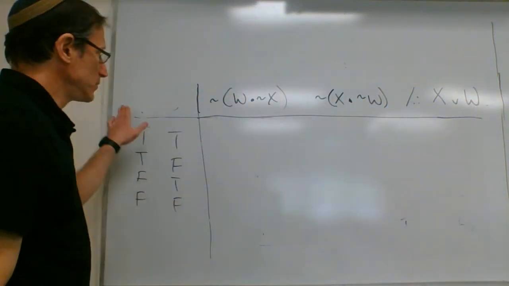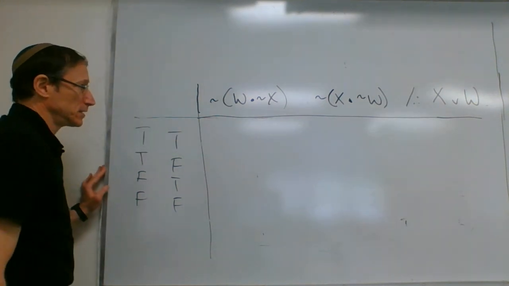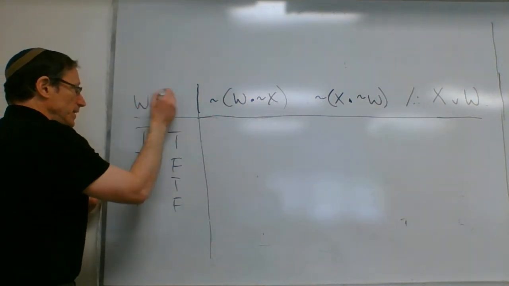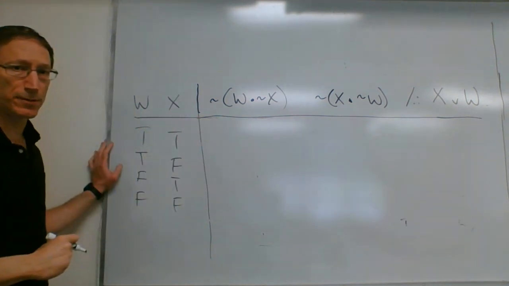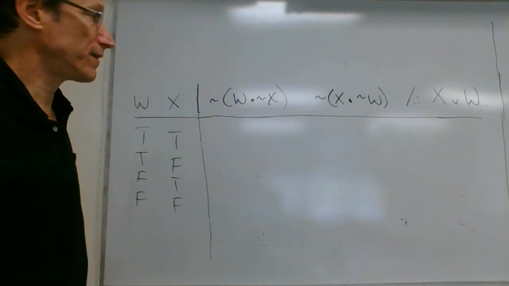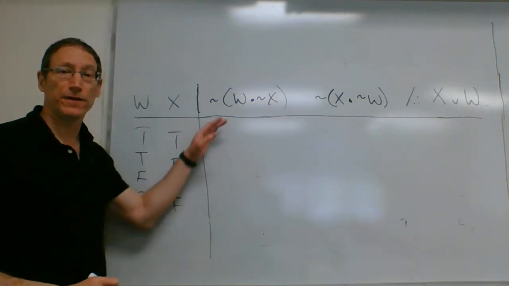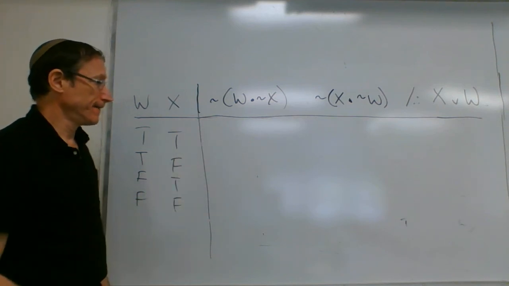Okay, so we only have 2 components here, W and X. These are the possible combinations for W and X. I hope you are not having any glare on the board preventing you from seeing the table over here.